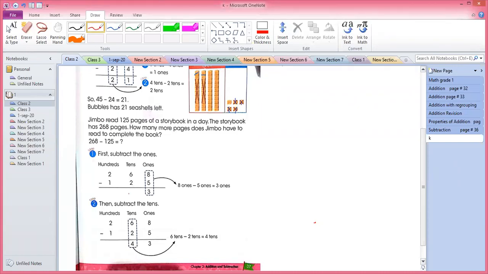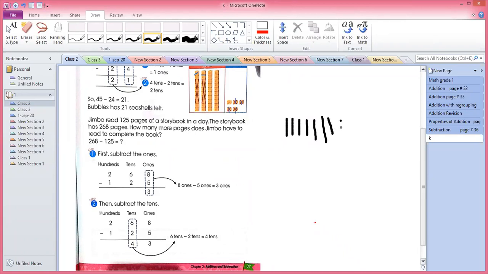Keep remembering, I should take care that I write the numbers in their places. Like 2 is on hundreds, 6 is on tens, 8 is on ones. 1 is on hundreds, 2 is on tens, and 5 is on ones. Now 8 ones and 5 ones. So I will draw 8 lines first. 1, 2, 3, 4, 5, 6, 7, and 8.